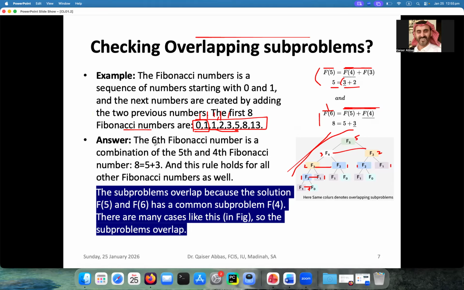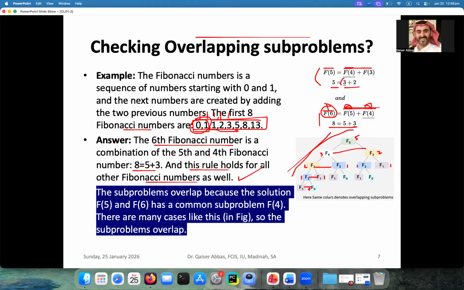for example, for the sixth Fibonacci number, that sixth Fibonacci number is a combination of what? It is a combination of 5 and 3, and it is giving 8, which is equal to 5 plus 3, like that. And this, using the previous two numbers, is true for all the Fibonacci numbers, except the first two. For all these numbers, how are you getting these numbers? By adding the previous two.